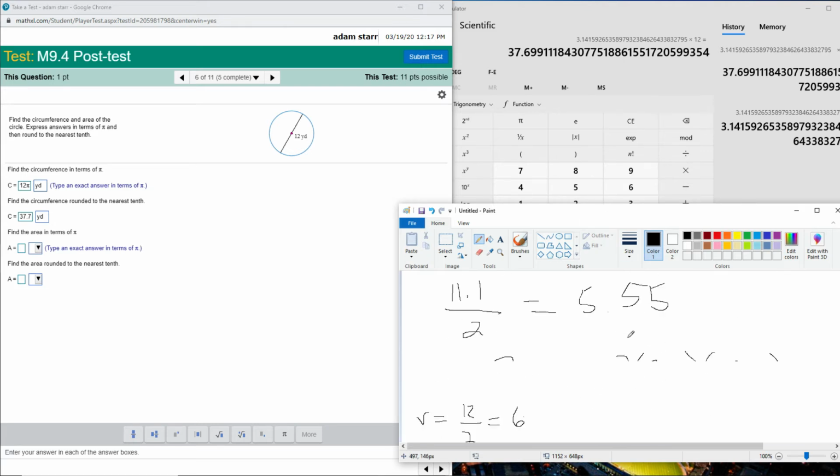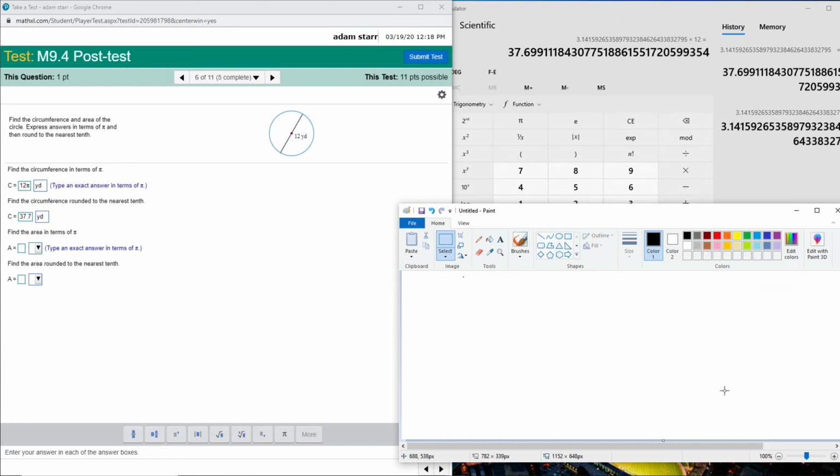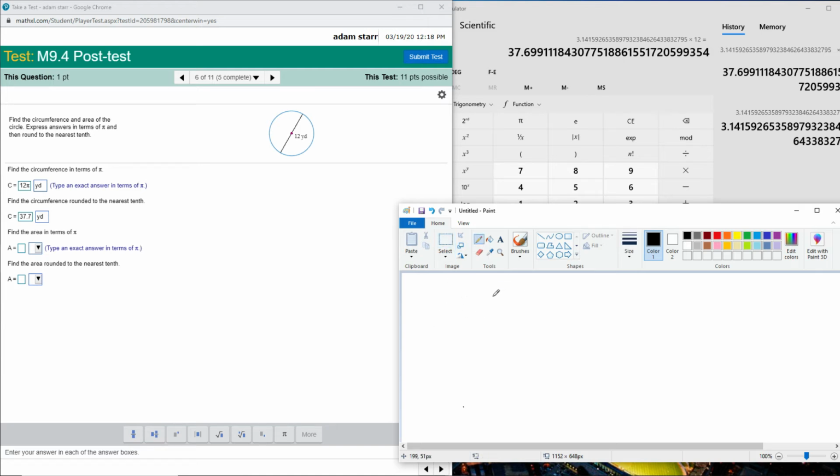Okay, the next part is asking for the area. Okay, I know I'm clearing out my screen a lot, but just remember, because this is a video, you can pause it, you can go back, you can rewind, whatever you need to do. So I just clear my paint so I can move on to the next question.